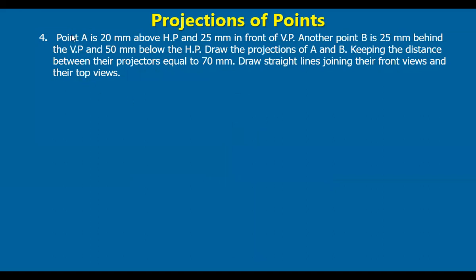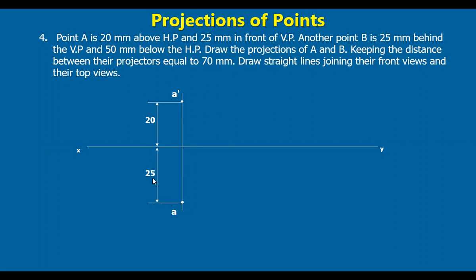Another problem: point A is 20 mm above HP. We draw the data here. We represent the reference line, 20 mm above HP. We have taken a projector here. From the reference line, we mark a point at 20 mm. So this is A dash, the front view, 20 mm marked. It is 25 mm in front of VP, so from the reference line, mark a point at 25 mm distance. This is the top view of A.